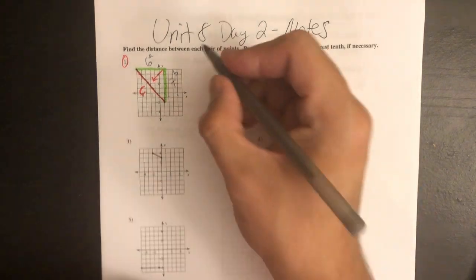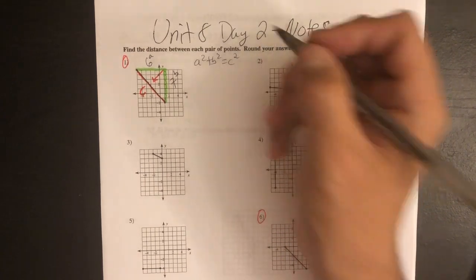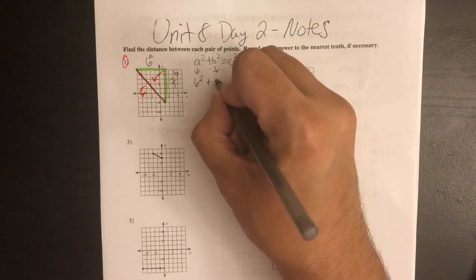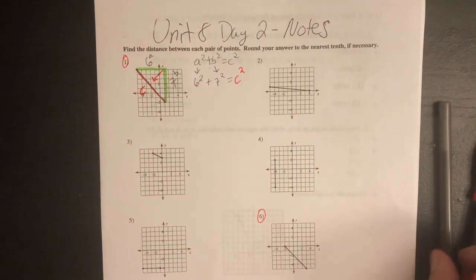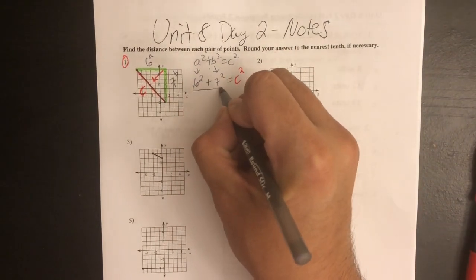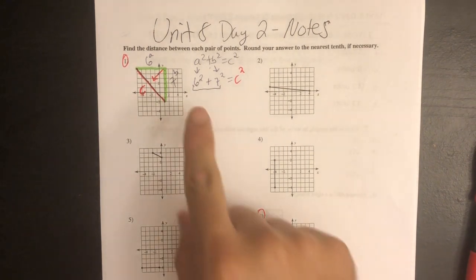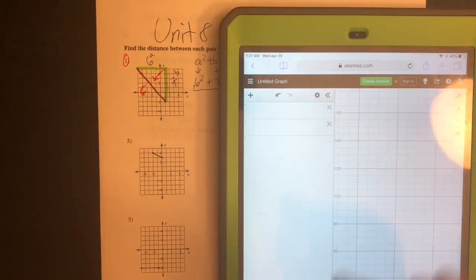So what I'm going to do is use my theorem. A squared plus B squared equals C squared. So A will be 6 squared plus B, which is 7 squared, equals C squared. And now, using decimals, I'm going to square these two numbers and add them together. You're welcome to do that in your head if you want to, because that would be 36 plus 49, after you square. But if you don't, you're welcome to use decimals. So we have 6 squared plus 7 squared, and we get 85.